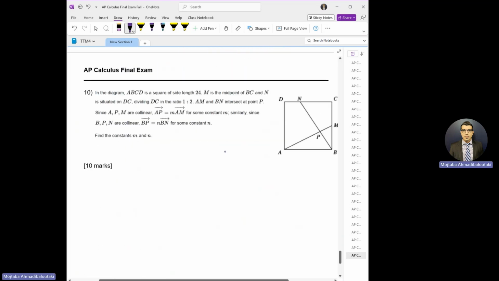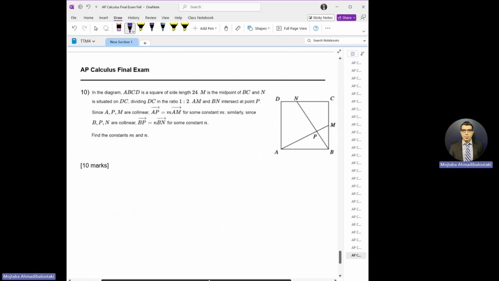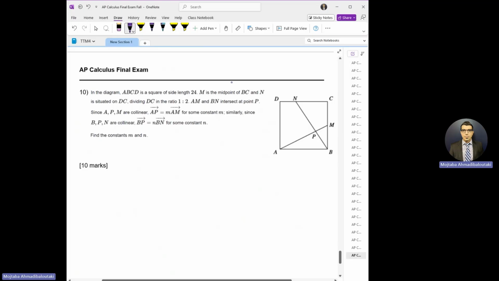Last question, question 10. So we have this diagram and we have some information. It says this is a square with side lengths of, sorry, 24, 24, 24. It says M is the midpoint, so this would be 12. This is 12, right? What else?